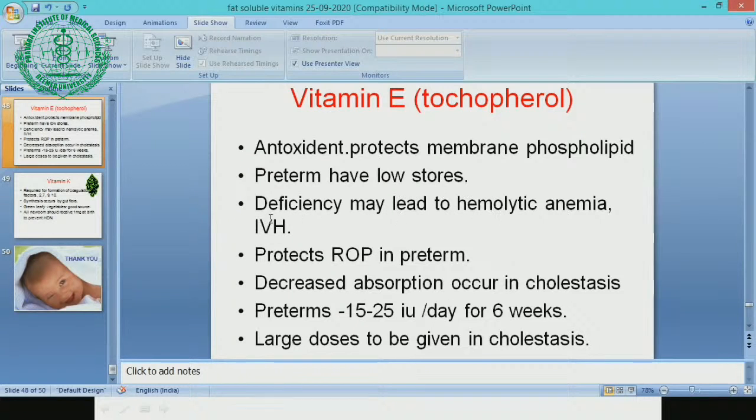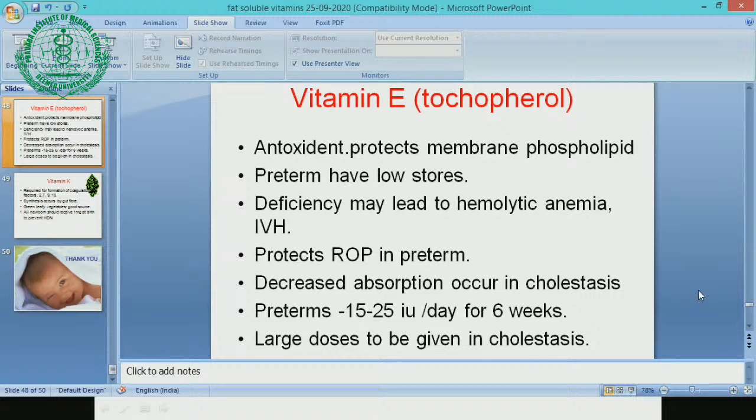The capillaries may break, and in premature infants they can cause hemolytic anemia. It is very important. It protects against ROP, retinopathy of prematurity. Yes, retinopathy of prematurity is prevented by vitamin E. So usually in all preterm children we supplement vitamin E. In cholestasis, in liver disorder, you can get decreased absorption of vitamin E because it is a fat soluble vitamin. In preterm we usually give 15 to 25 units of vitamin E daily for 6 weeks. This is a dictum. In all preterm babies we give vitamin E.